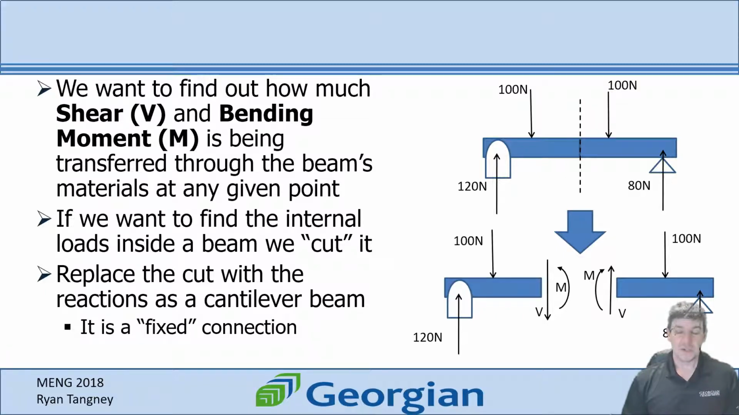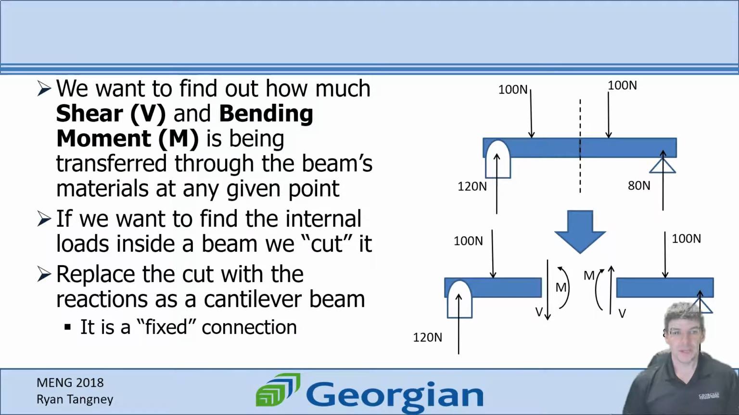So what we do is we essentially slice a beam, just like we did with the cantilever beam at the wall, and we replace the beam with the equivalent load that those bonds between the atoms are creating.